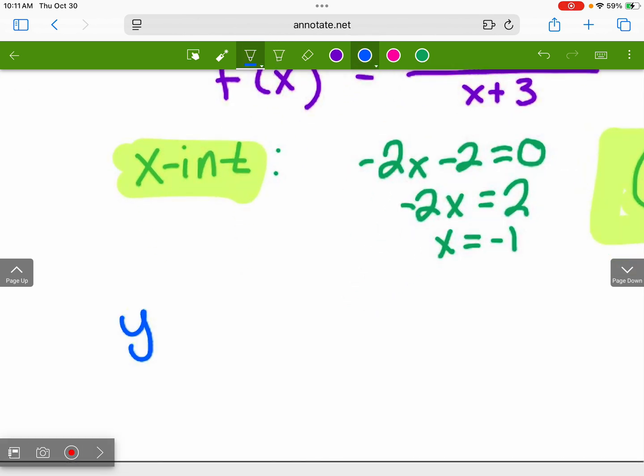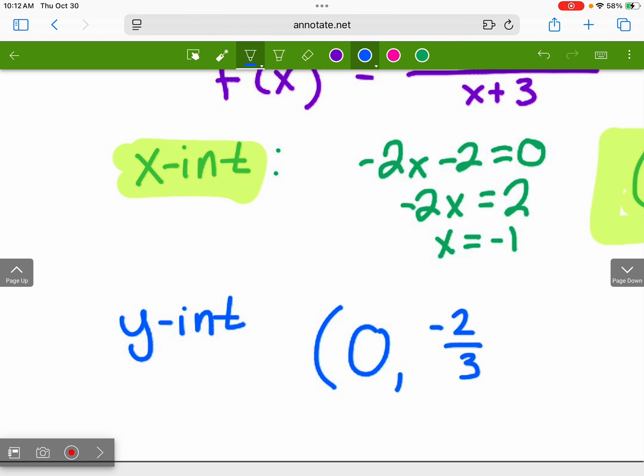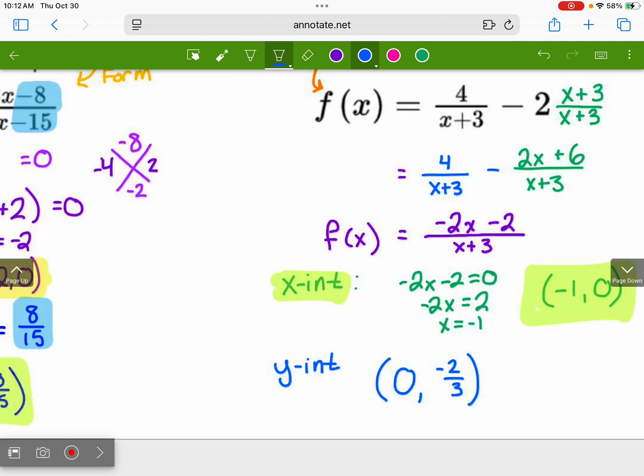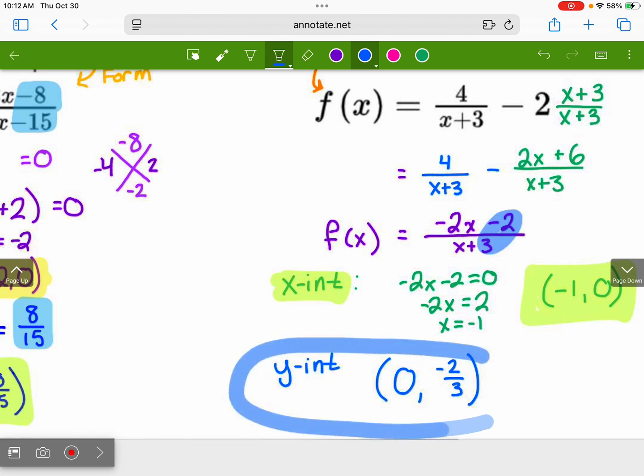For our y-intercept, that's when we're looking for our ratio of our constants. What are our constants? Negative 2 and 3. So our y-intercept is going to be the point 0, negative 2 over 3. And we don't have to substitute anything in at all because those are our guys. So our y-intercept is at 0, negative 2/3.